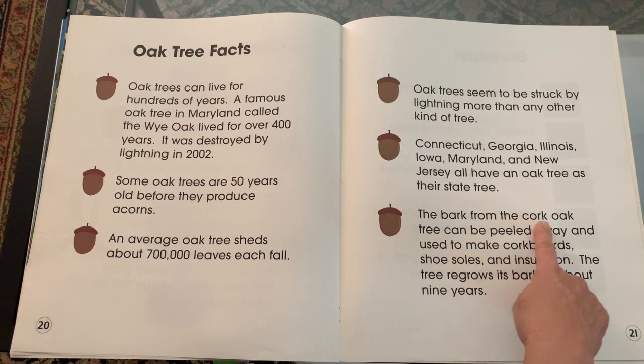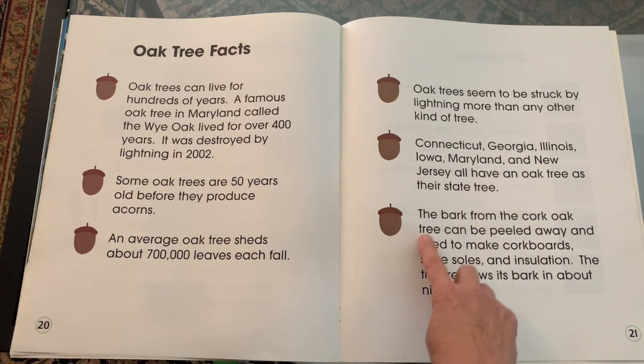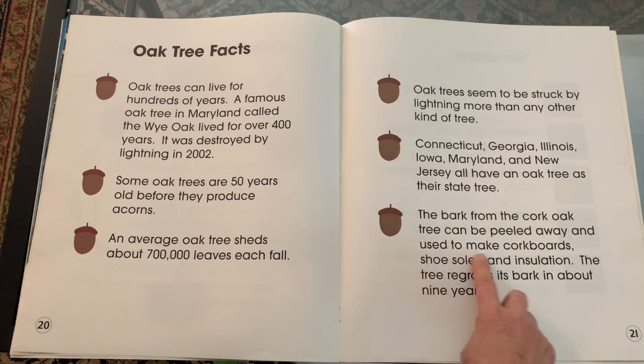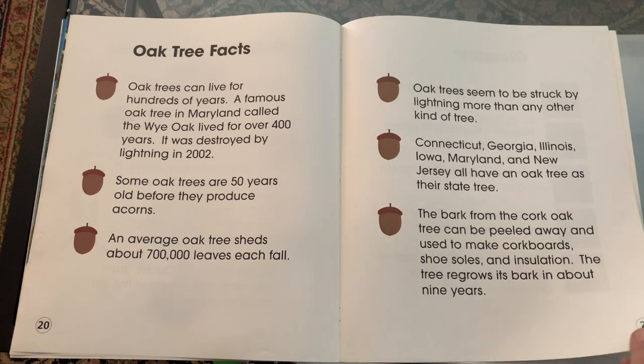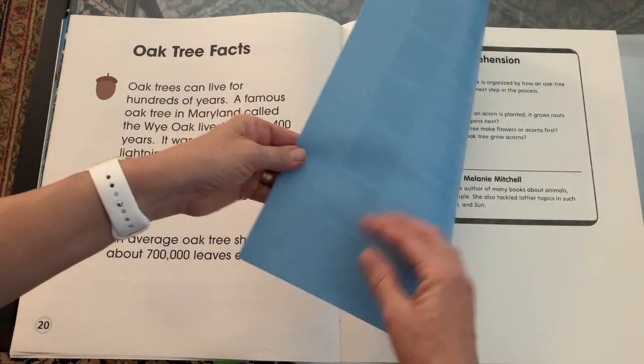The bark from the cork oak tree can be peeled away and used to make cork boards, shoe soles, and insulation. The tree regrows its bark in about 9 years. So that's like if that bark started growing the day you were born, it would still take another 3 years before it was fully regrown.